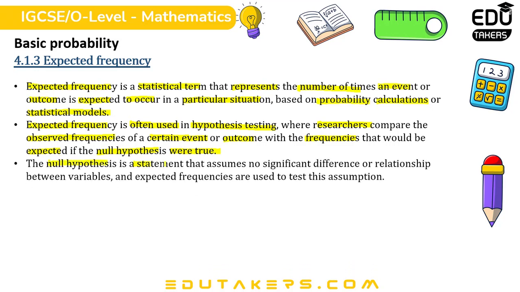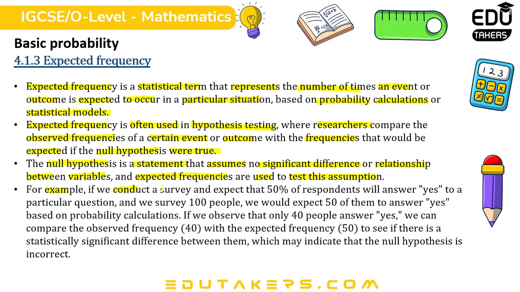The null hypothesis is a statement that assumes no significant difference or relationship between variables, and expected frequencies are used to test this assumption. For example, if we conduct a survey and expect that 50% of respondents will answer yes to a particular question, and we survey 100 people, we would expect 50 of them to answer yes based on probability calculations. If we observe that only 40 people answer yes, we can compare the observed frequency, 40, with the expected frequency, which is 50, to see if there is a statistically significant difference between them, which may indicate that the null hypothesis is incorrect.